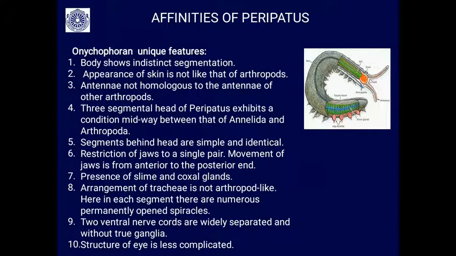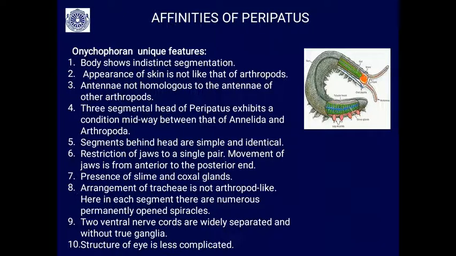The body shows indistinct segmentation, and the skin is not like arthropoda; it is a velvety skin. The antenna is not homologous with the antenna of arthropoda; it is a sensory organ. The three-segmental head exhibits a condition midway between annelida and arthropoda. That's why it's a connecting link between annelida and arthropoda. Some zoologists even treat this as a separate phylum between annelida and arthropoda, phylum Onychophora, but the majority of zoologists consider this under phylum Arthropoda.